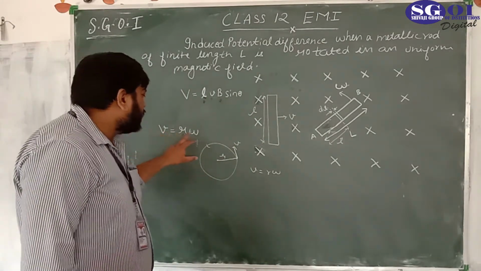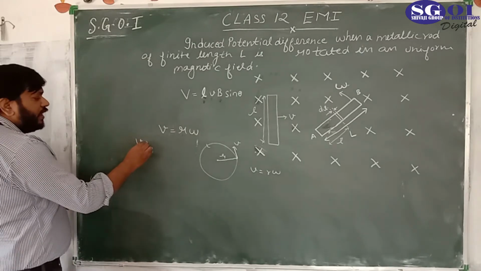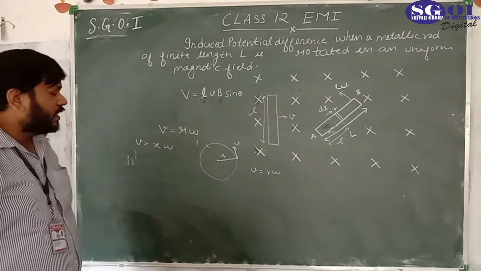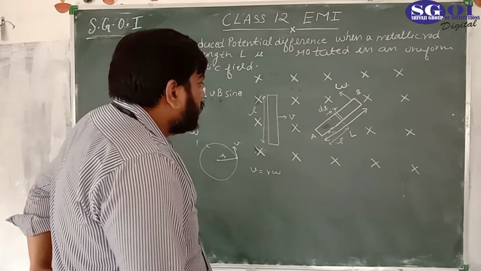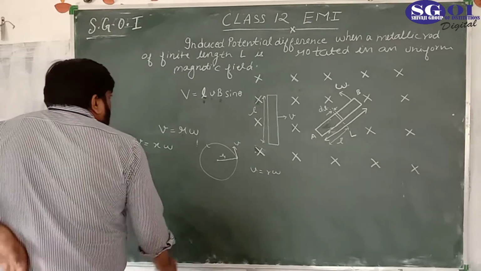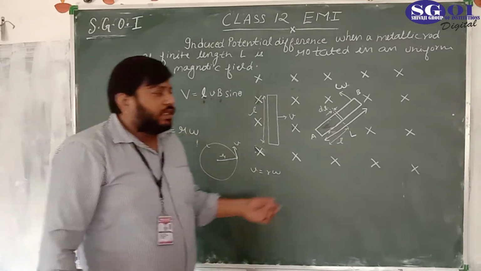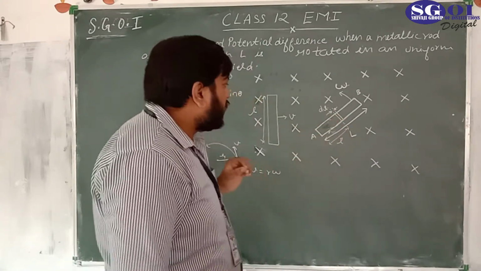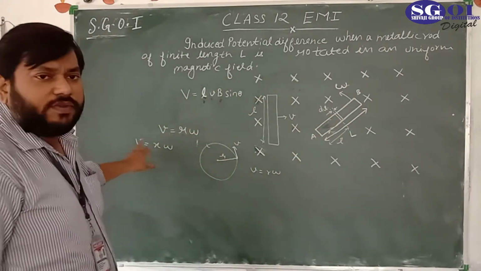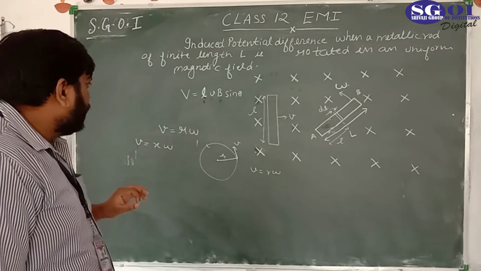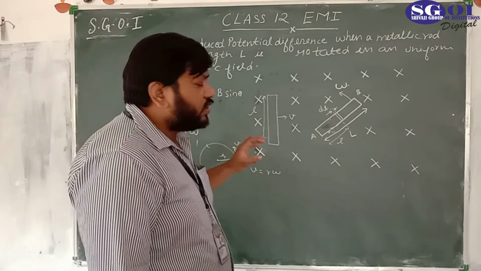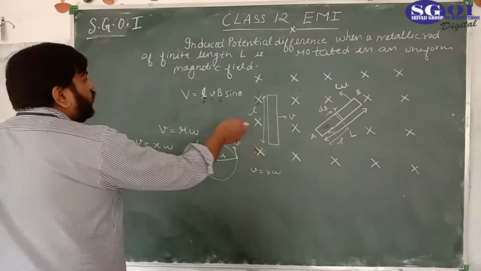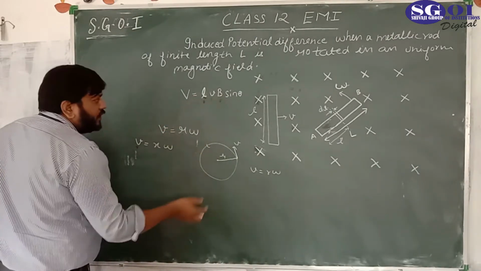And small v, we know, is r omega, so in place of r this is x, so v equals x omega. Now, as this particular part is moving with linear velocity small v, we can say there is an induced potential difference across the ends of this small element, and that can be written by the formula which we have derived.